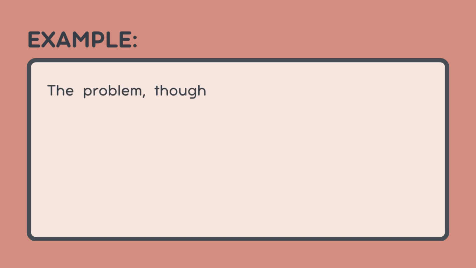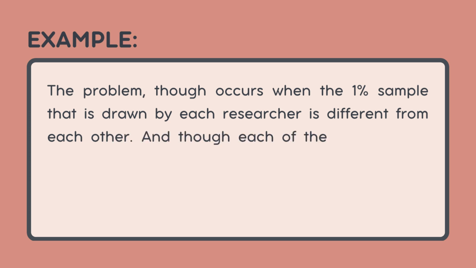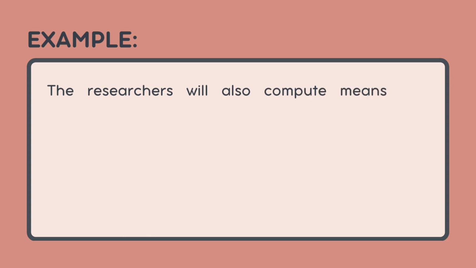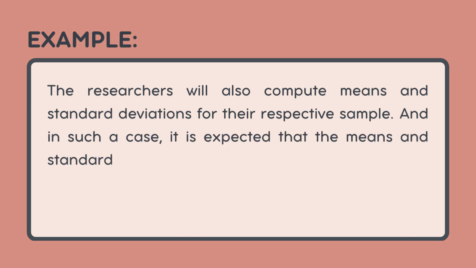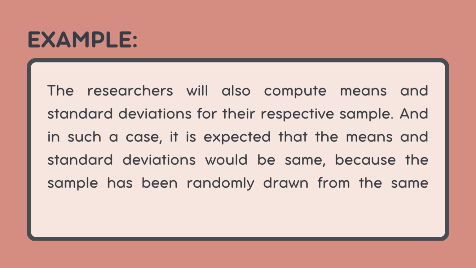The problem though occurs when the 1% sample that is drawn by each researcher is different from each researcher, and though each 1% sample is a representation of the population, that is heterogeneous in nature, they are different from each other. The researcher will also compute means and standard deviation for their respective sample, and in such a case it is expected that the means and standard deviation would be the same, because the sample has been randomly drawn from the same population.